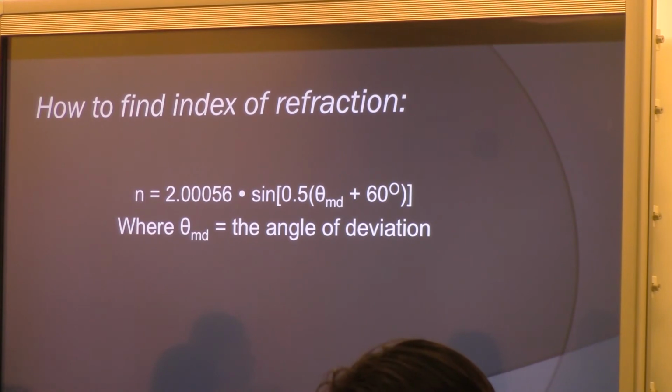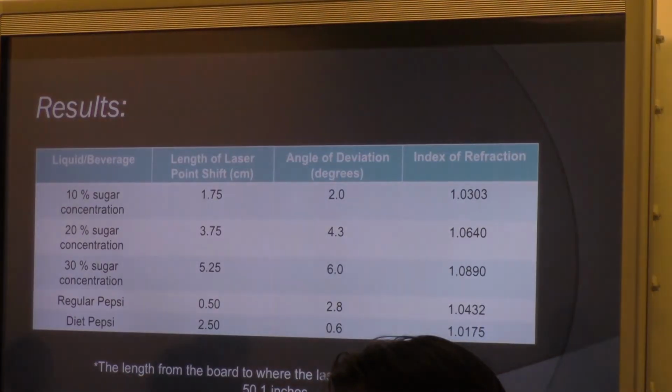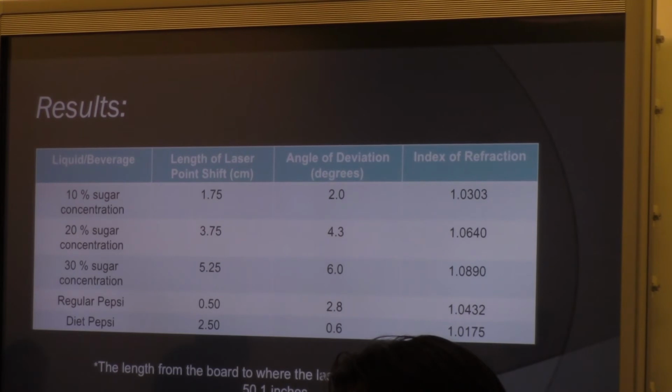And then this is just the equation that we use. So the theta MD would be the angle of deviation. We just plugged it in each time for each solution, so we were able to get the index of refraction for each solution. And so these are the results that we found. We found the length of the laser point shift, we found the angles of deviation and the indexes of refraction. They all line up perfectly as you add more sugar to the solution, the angle of deviation and the index of refraction both increase.